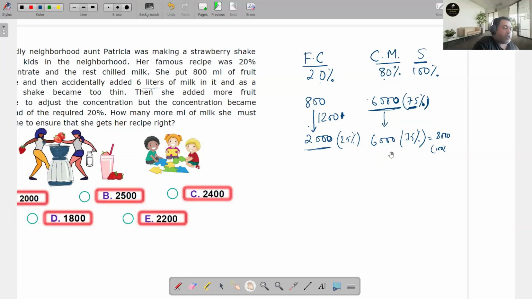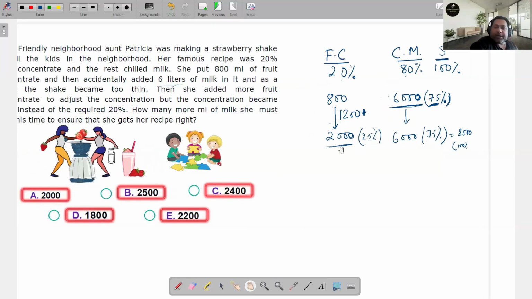Right? Now she needs to reduce it. She needs to add more milk so that she gets the recipe right. Correct? Now understand, this one won't change because you're not adding any more fruit concentrate. You already have more than required. So this one has to become 20%. If this becomes 20%, then what will be 80%? 80% will be 4 times of this, correct? So this has to come to 8000.